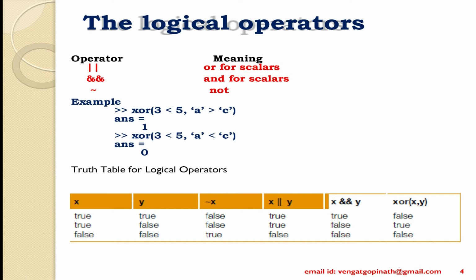In addition to these logical operators, Matlab also has the function XOR, which is the exclusive OR function. It returns logical true if only one of the arguments is true. For example, here 3 less than 5, A greater than C. So since one is true, the answer 1 will be displayed. Also, this is the truth table for logical operators, which is helpful to display the values.